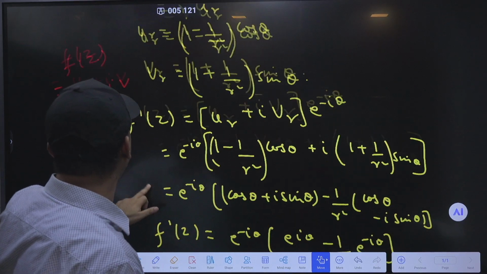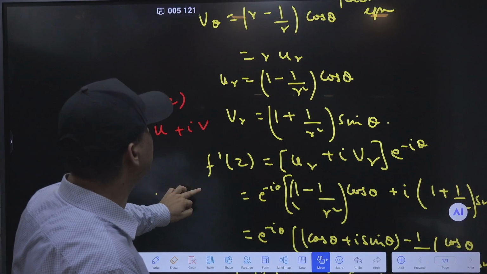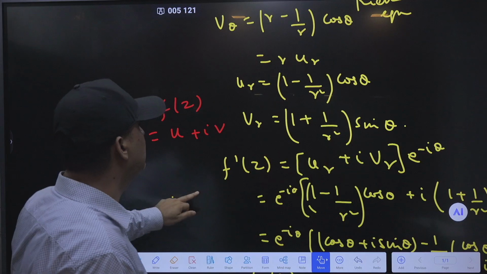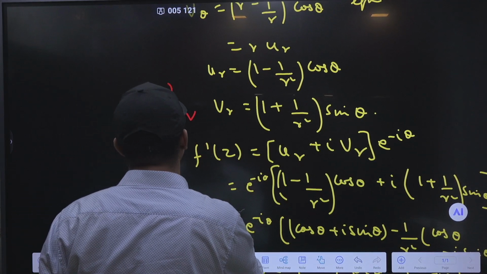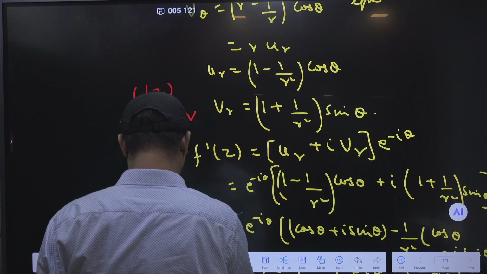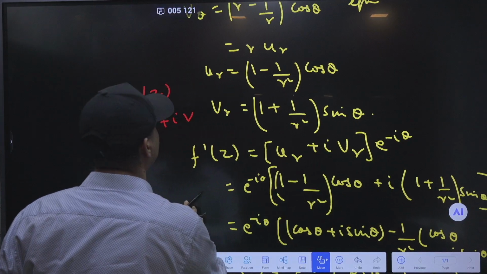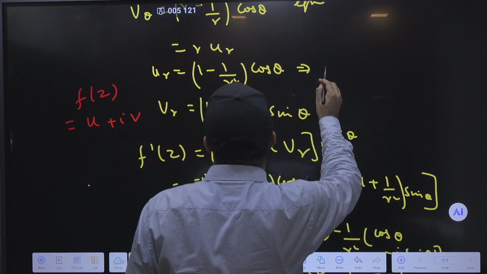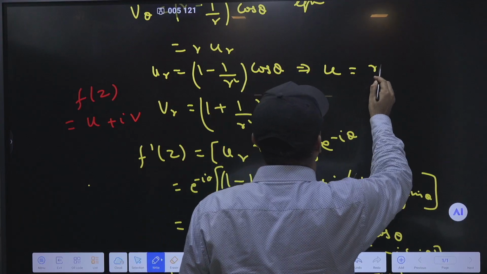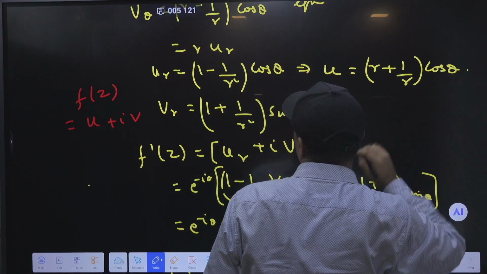And I have also given you this formula f(z) is equal to u plus iv. Now all I need to do is find what is u. So if I integrate u, what is u? u is nothing but (r + 1/r) cos θ. Now, what is v?